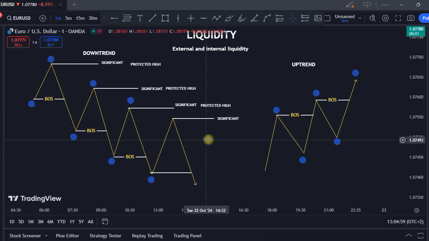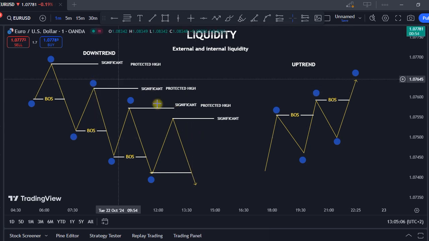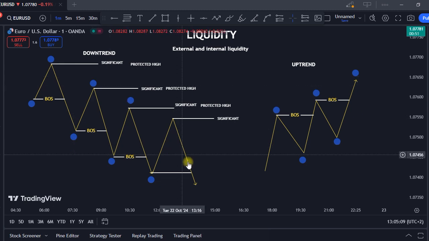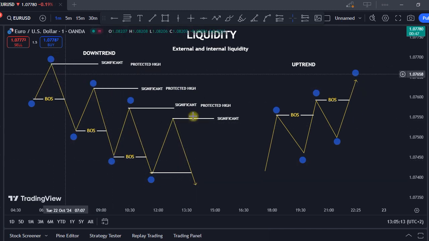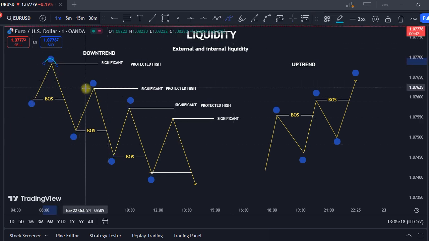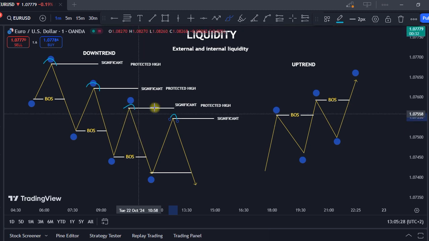Now liquidity is always resting above the highs and the lows that are being formed in the market, but in this kind of scenario where we are in a downward trend, external liquidity is going to be expected on our significant highs. So this simply means that we have liquidity resting above this high, above this high, above this high, and also above this high. This simply means that this is our external liquidity.